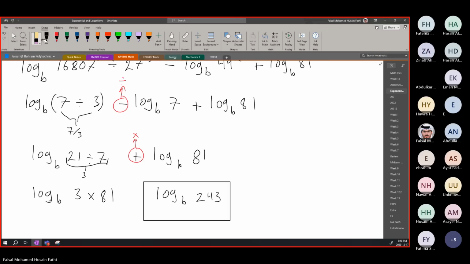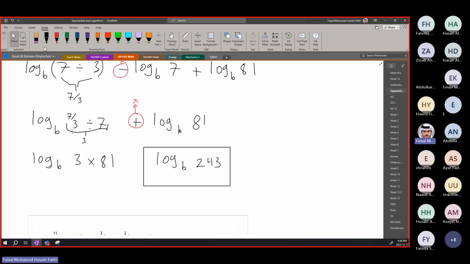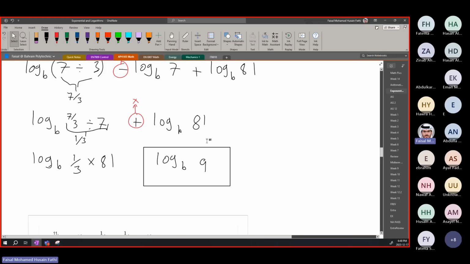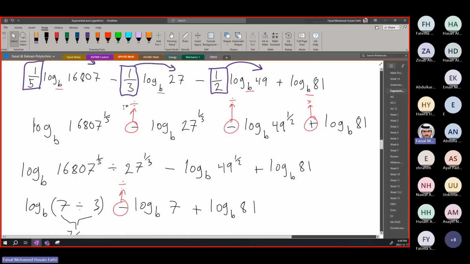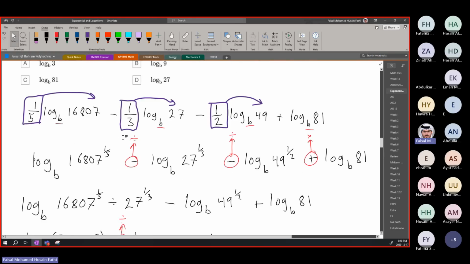Then again, this is not going to be 21. This is going to be 7 over 3 divided by 3. 7 over 3 divided by 3 is 1 over 3. Again, just use a calculator for this, don't confuse yourselves too much. 1 over 3 times 81 is 9. Okay, sorry for that. Thank you, Hamid. I did not notice. What my mistake was, I said division even though I multiplied. Final answer will be log B of 9.